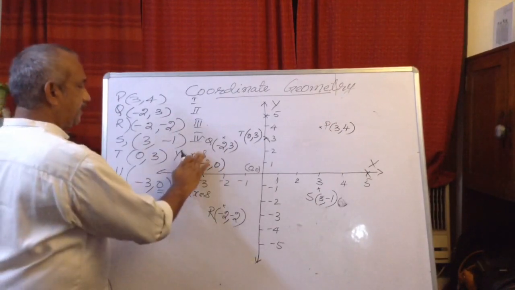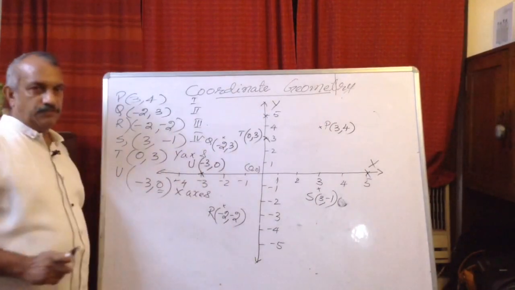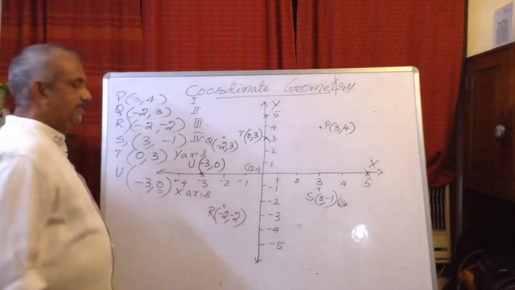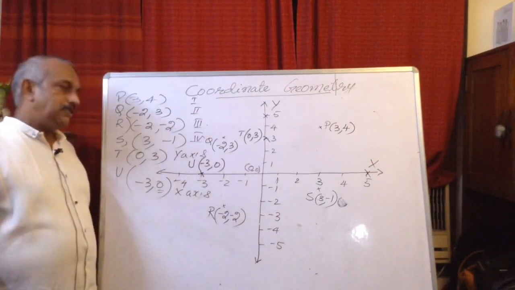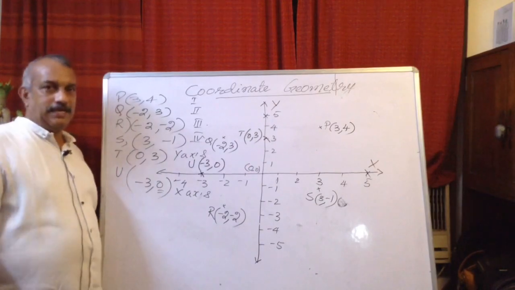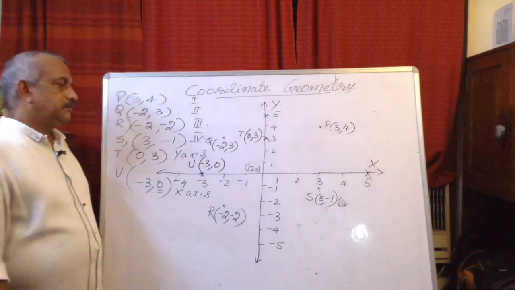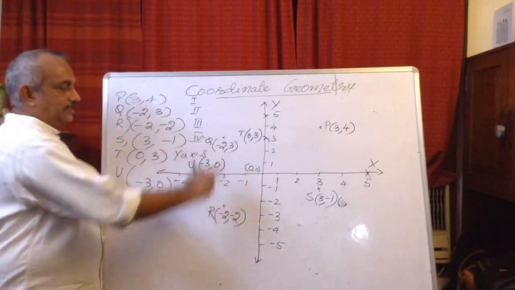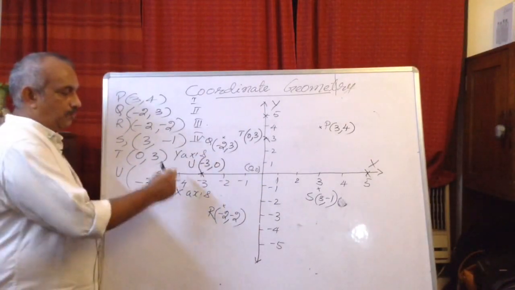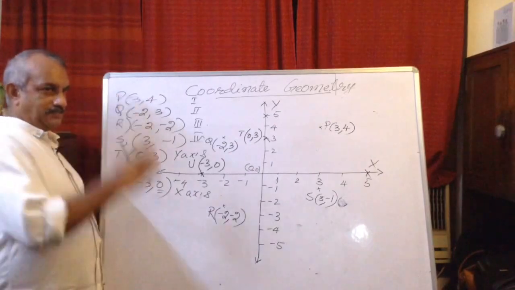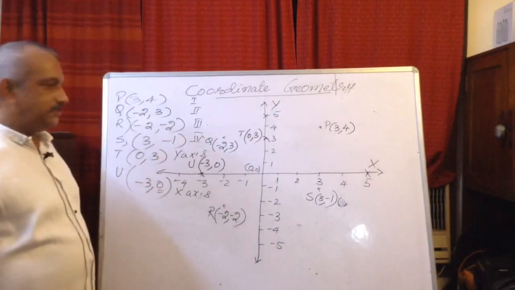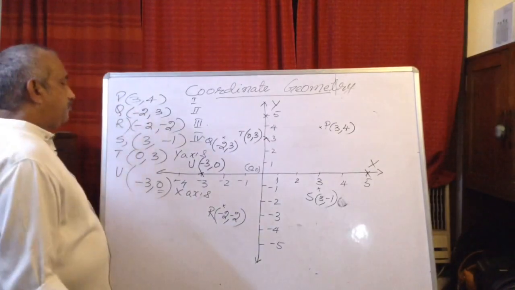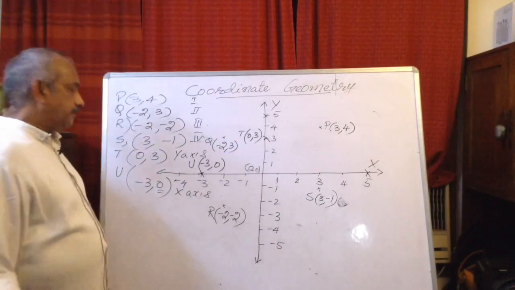Sorry, x-axis only. Again, don't get confused: if it is singular, we write AXIS, and if it is plural, we write AXES. If it is singular, x-axis or y-axis, we write AXIS. If it is x and y, then we write AXES. So like this we can mark the points on a Cartesian plane.